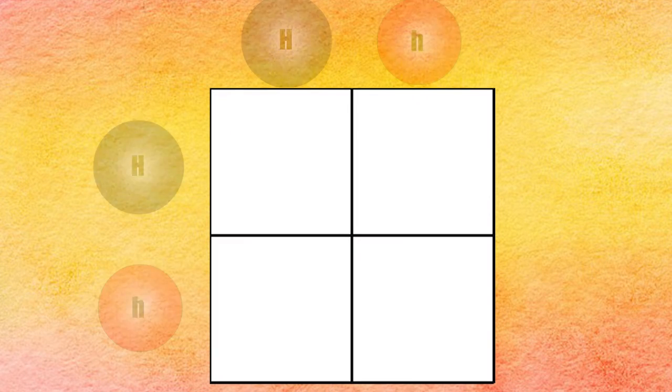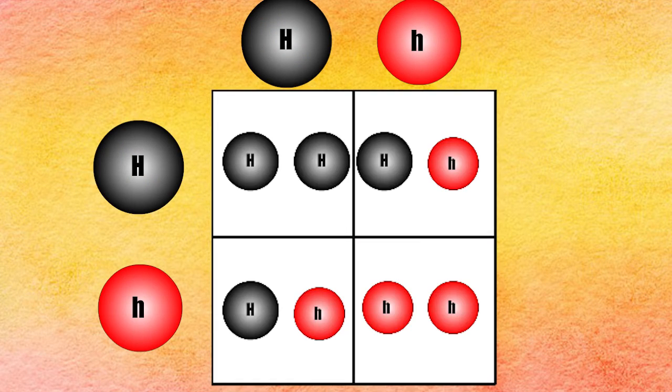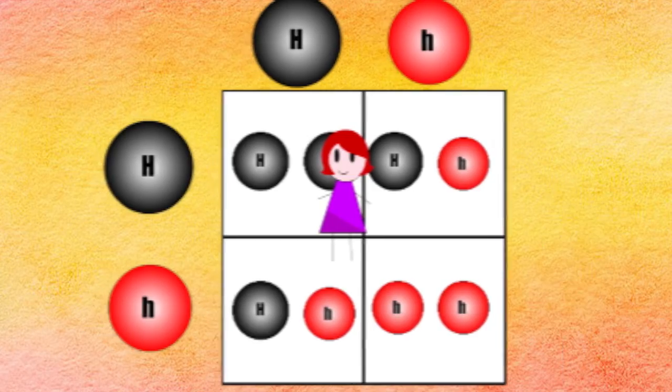Now, if we line up the genotypes, here we can see that although there's a 75% chance of Sally's hair being black, there's also a 25% chance of her hair being red, as the only allele in this phenotype, and that's how Sally got red hair.